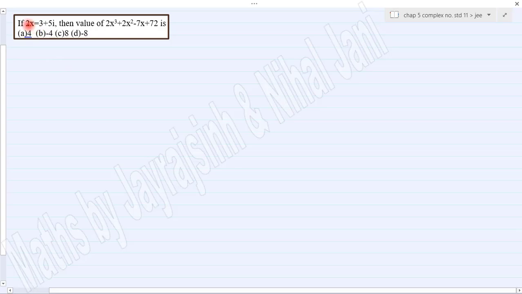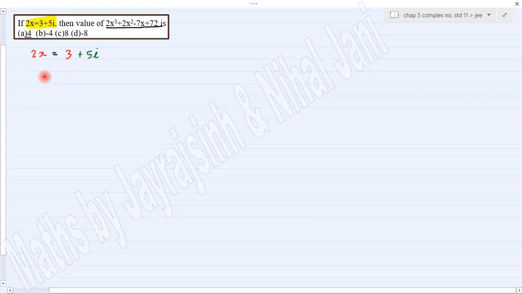In this question, it is given that 2x is equal to 3 plus 5i and we have to find 2x cubed plus 2x square minus 7x plus 72. So, before we go for the polynomial, let's try to get the polynomial from the given data, which is 2x is equal to 3 plus 5i.